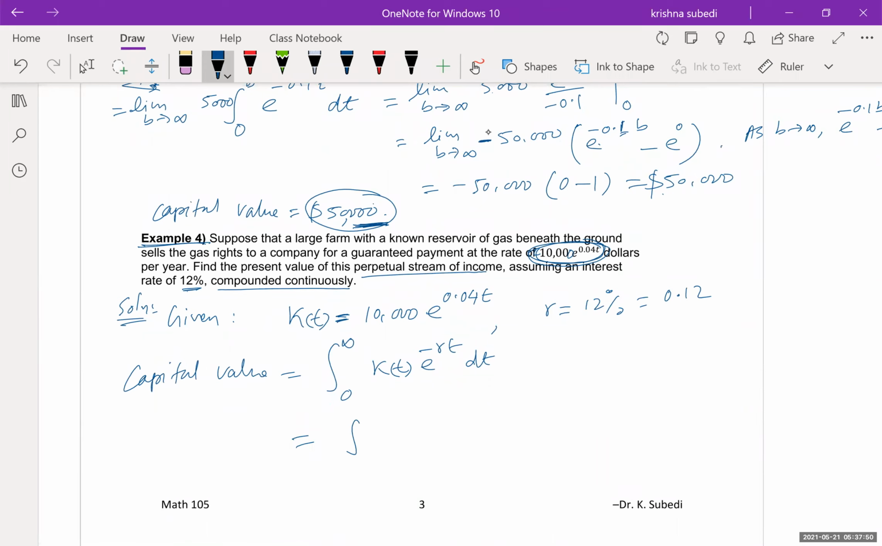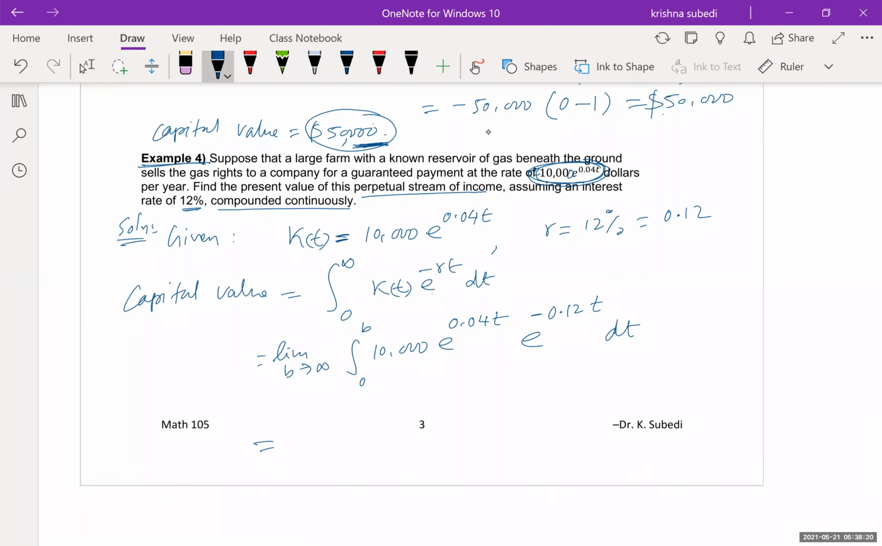So you will get 0 to b, you can write, and you can take the limit b tends to infinity. So k of t is 10,000 e raised to power 0.04 t, and then in the formula there is e^(-rt), minus r is 0.12 t, dt.